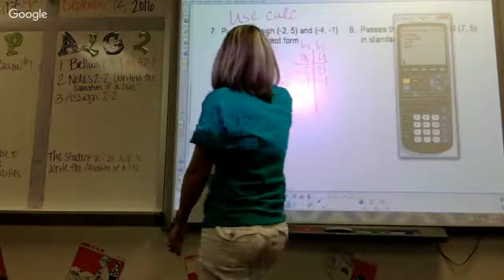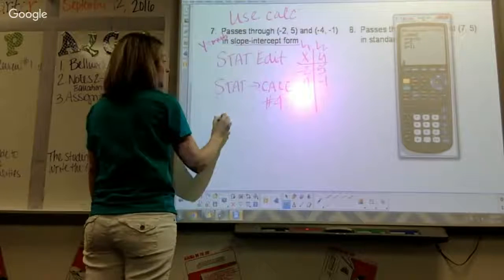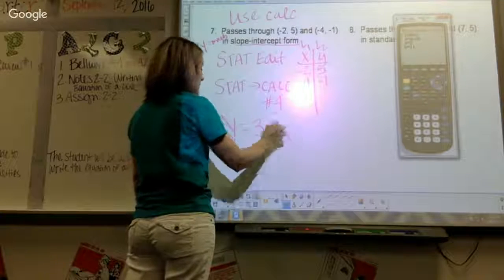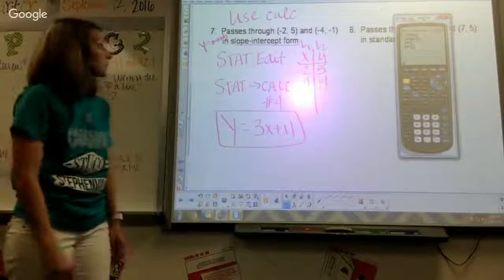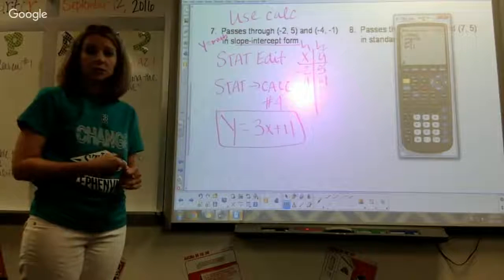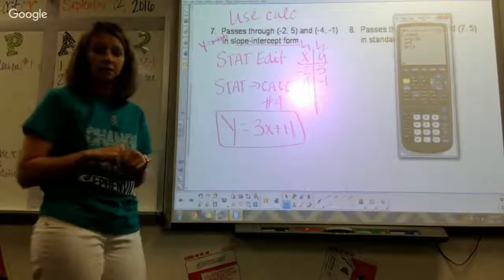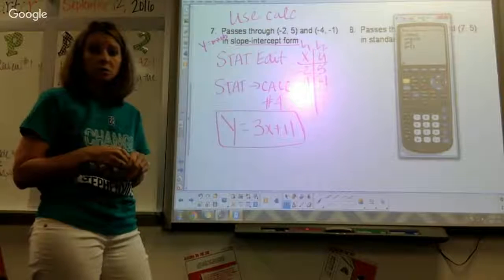So we wanted it in slope-intercept form. So y would equal 3x plus 11. So anytime you're given 2 points, to find your linear equation, plug it in to Stat Edit in your calculator, and then you should be able to find that equation.